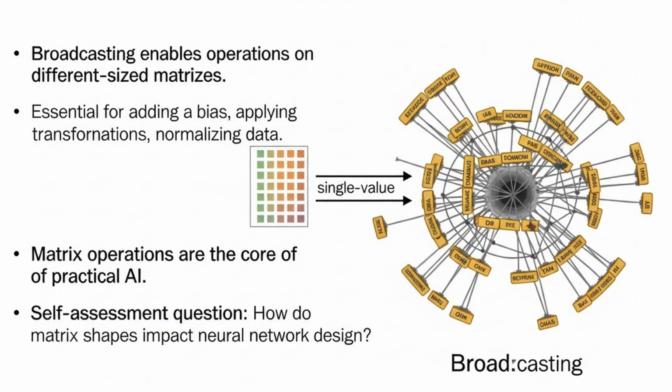To recap, we've explored how matrix multiplication is the foundational operation for neural networks, how dot products detect similarity across various data types, and how the precise shapes of matrices define AI architectures. We also touched on broadcasting, a clever mechanism for efficient operations. By understanding these core concepts, you now have a stronger grasp of the mathematical engine driving modern AI. For a quick self-assessment, consider this. How do matrix shapes impact the design and functionality of a neural network?